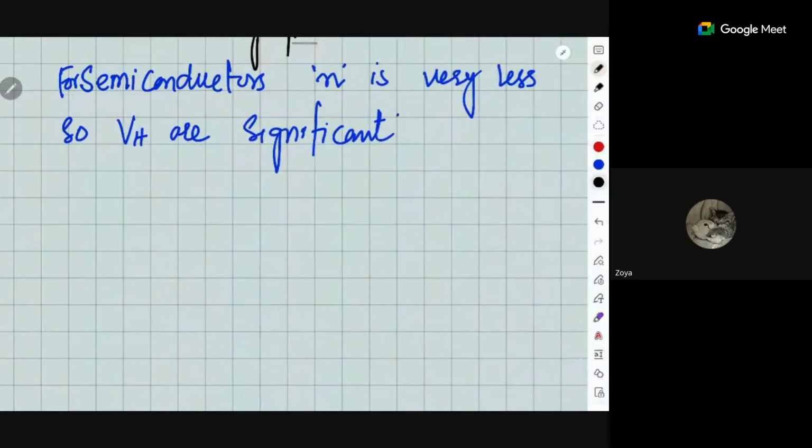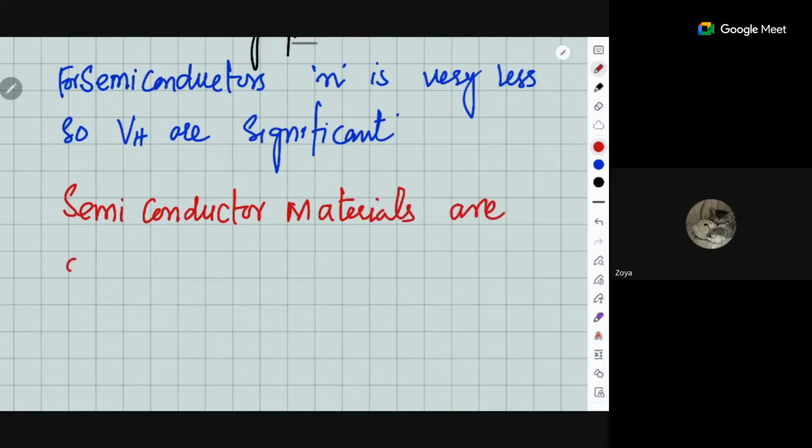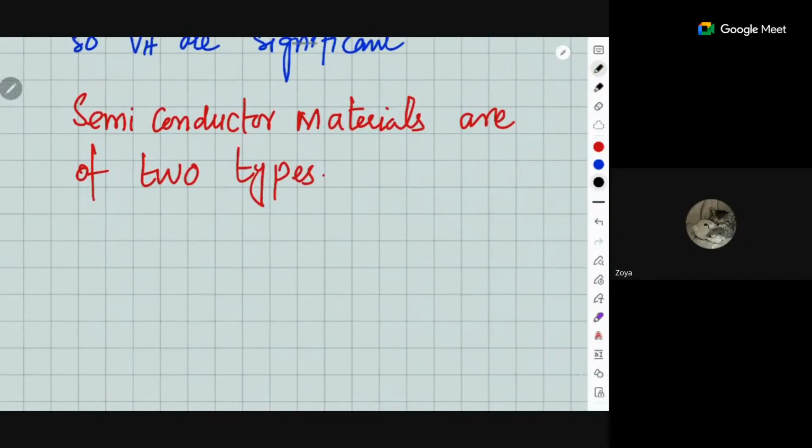Second thing, if you have selected semiconductor materials, the semiconductor materials are of two types. One in which they carry the positive charge carriers, they carry the holes, or charge carriers.